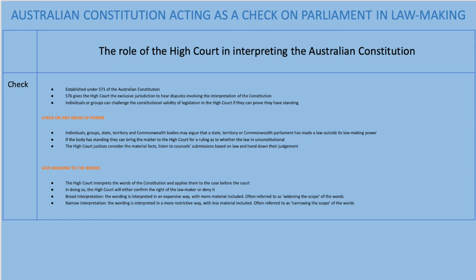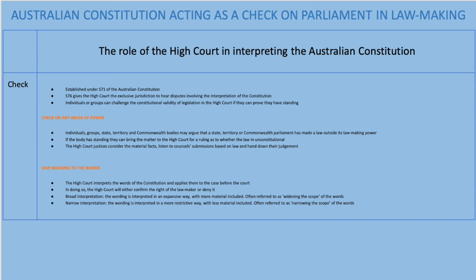The High Court gives meaning to the words of the Australian Constitution. The High Court interprets the words of the Constitution and applies them to the case before the court. In doing so, the High Court will either confirm the right of the lawmaker or deny it. The High Court can either broaden the interpretation of the word or narrow the interpretation.